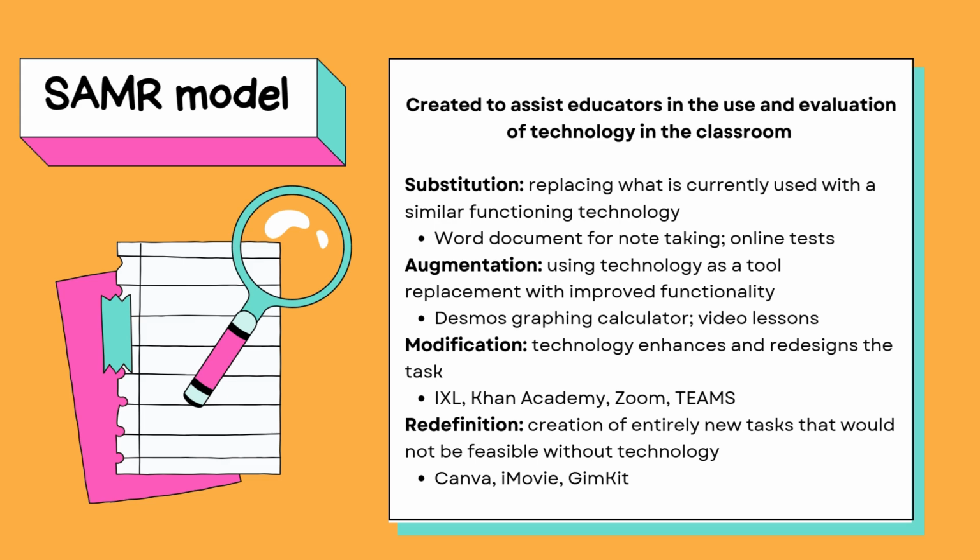And then lastly, the R standing for redefinition is the highest level essentially of the SAMR model. So we are completely creating a new task that otherwise without technology we wouldn't be able to do. So for example, something like Canva, of course, we did have presentations before, but now we are adding in different elements that can be used within Canva. With iMovie, students can create actual videos of a topic rather than creating just a simple presentation. And then, of course, Gimkit, adding in more features for teachers to use with their students.